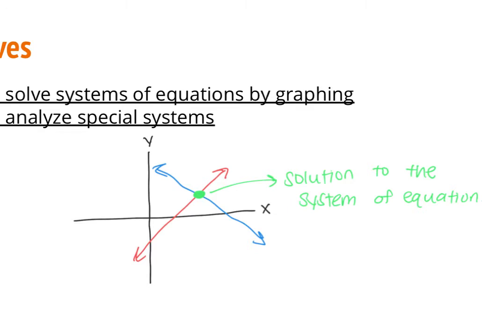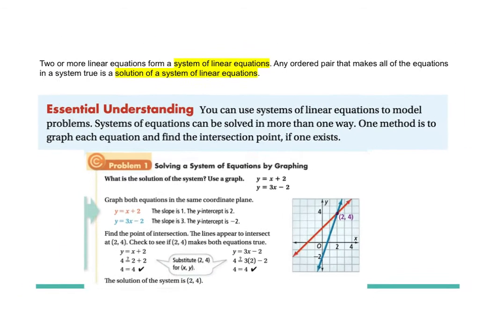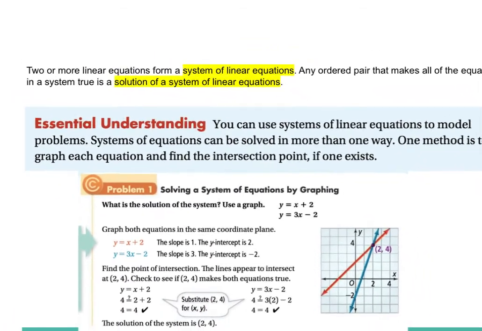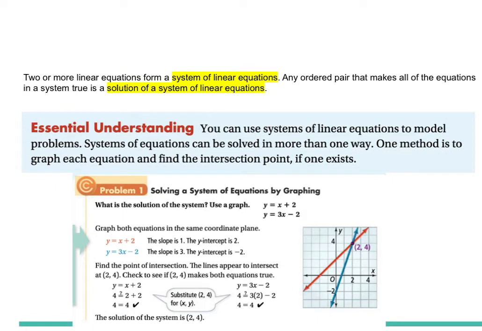Who needs more time on this slide? Okay. Give you about a minute. Two or more linear equations form a system of linear equations. So whenever you have more than one linear equation, that's called a system of linear equations. An ordered pair that makes all of the equations in a system true is a solution of a system of linear equations. Okay, so your system of linear equations has one solution where both the equations are met. Okay?